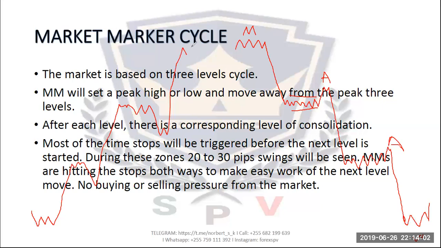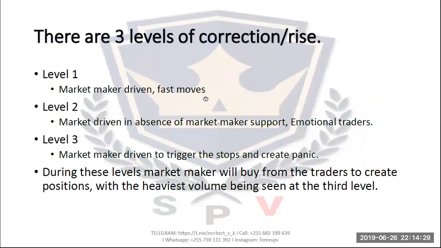And then here the dealer will apply the brakes. So we have the W, the V. This is how you identify the levels. W, V, V, M. Okay. So the first level is usually market maker driven. Market maker driven. It's very fast.